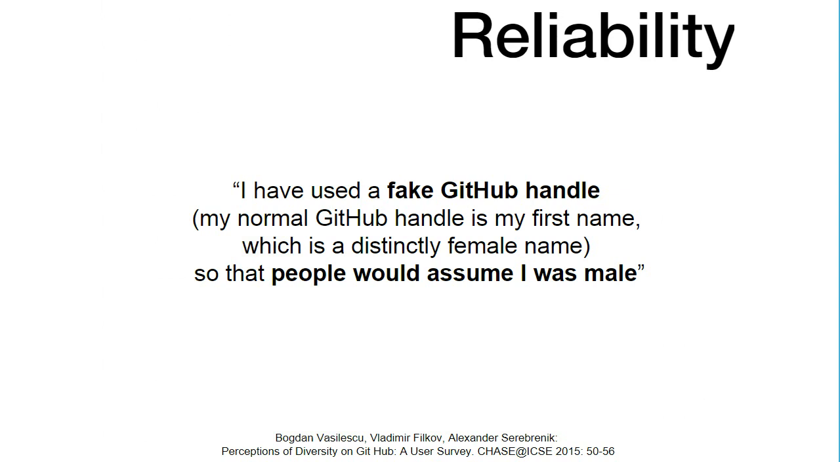Another concern is reliability. As I already mentioned, a significant share of women active on platforms such as GitHub prefer not to disclose their gender. And in this particular case, a respondent to one of our surveys has indicated that they used a fake GitHub handle so as not to disclose their gender. So, of course, the presence of this kind of practice will confuse any kind of automated tools and essentially mean that we will no longer be able to perform reliable guessing. And of course, gender binary.